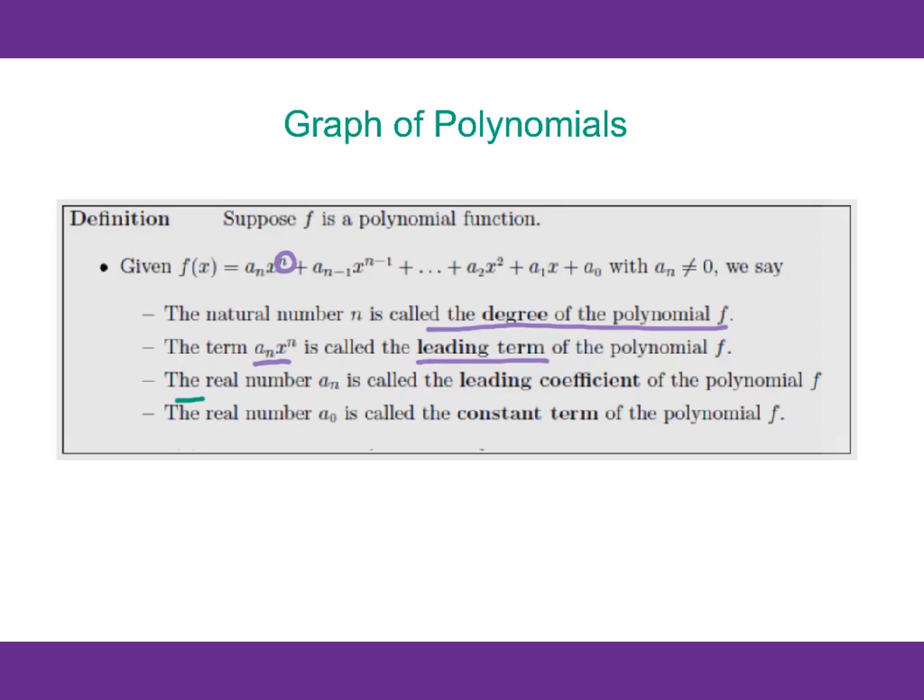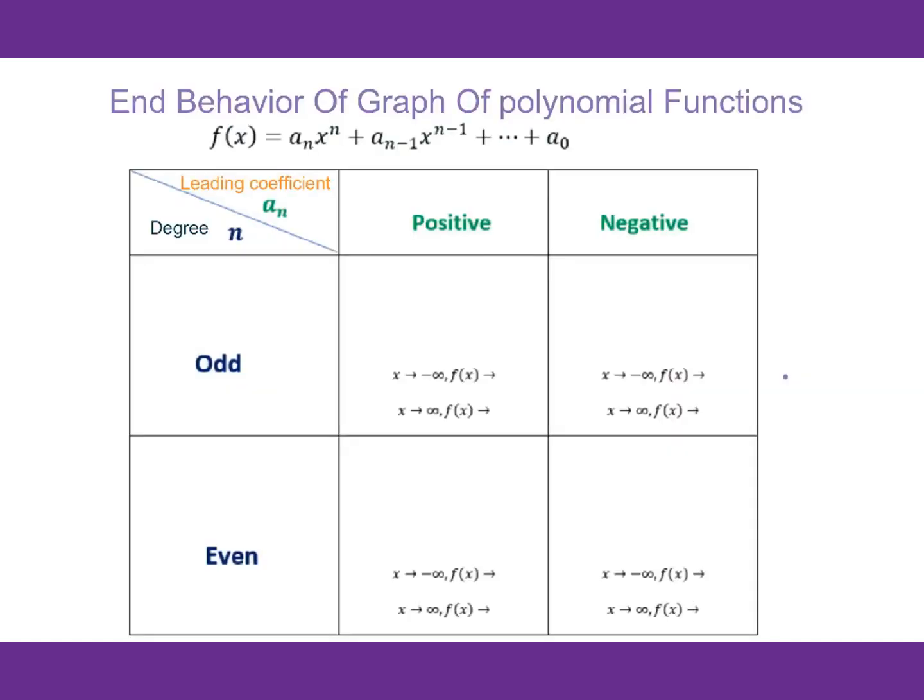The real number a sub n is called the leading coefficient. Then a sub 0 is called the constant term of a polynomial. Now let's talk about the end behavior of the graph of a polynomial function. We know the graph of a polynomial function is decided by the leading term. We have a leading coefficient a sub n and also the degree n.